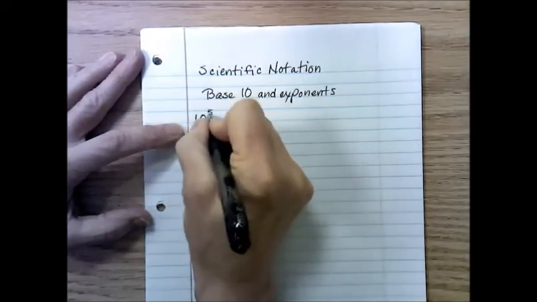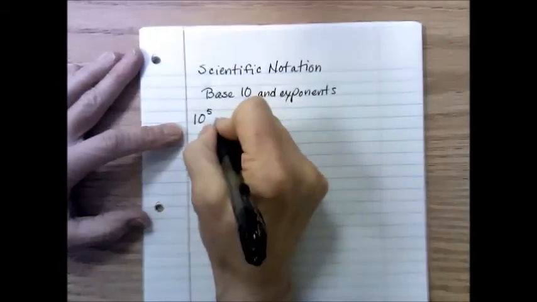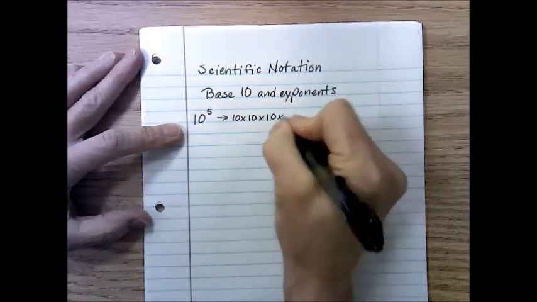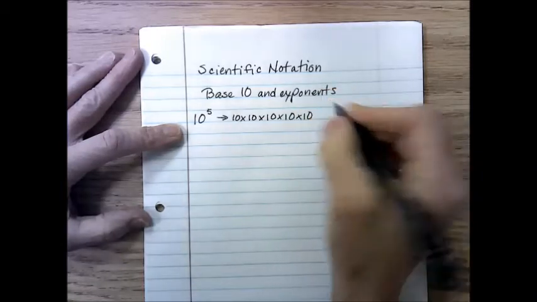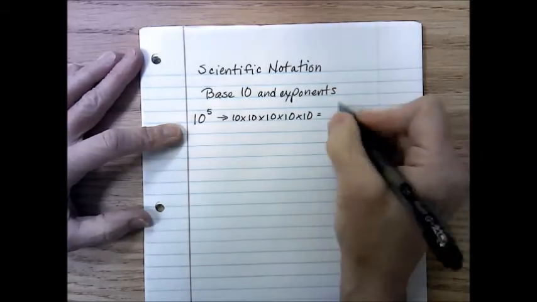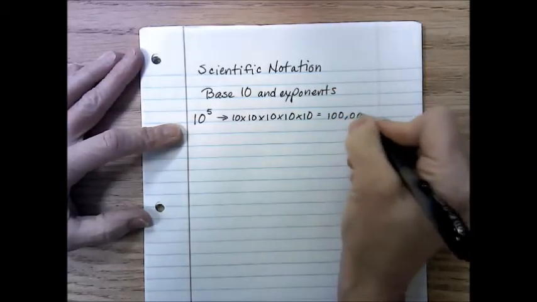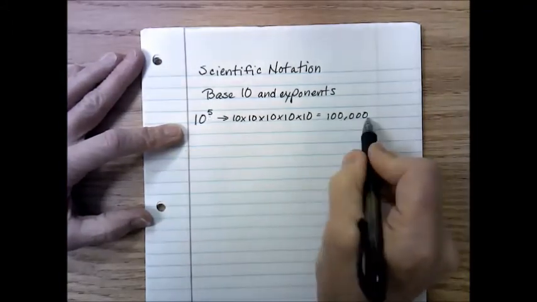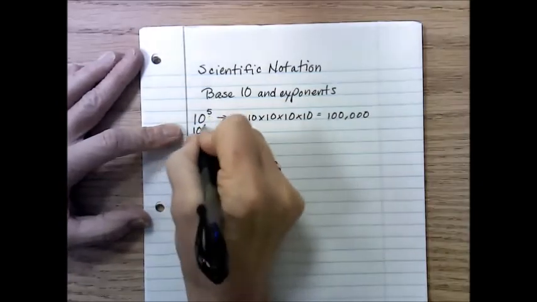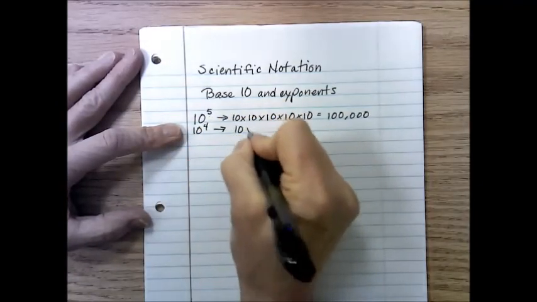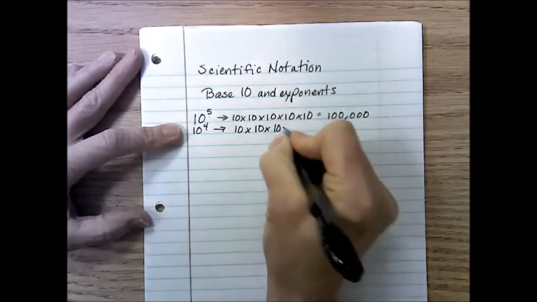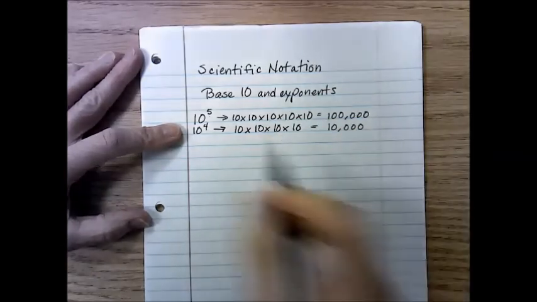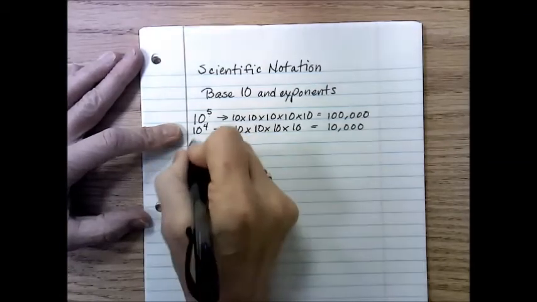So if we had 10 with an exponent of 5, we know that means 10 times 10 times 10 times 10 times 10. When simplified, that is 100,000. And if you notice, the exponent is a 5, and we have 5 zeros in the number. If we had 10 to the 4th, that would be 10 times 10 times 10 times 10, which would be 10,000. Notice the 4 zeros.